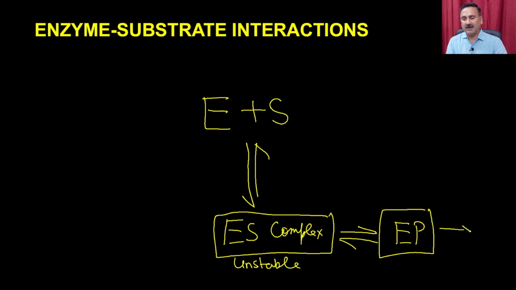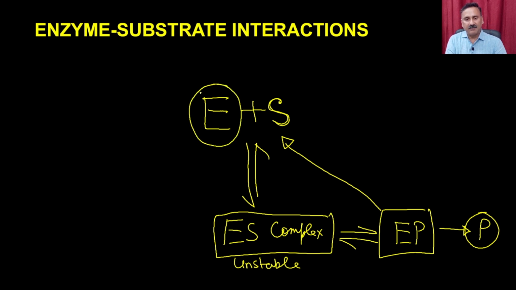So ultimately the product is going to be released, and the enzyme is going to be reversed, right? It will go back to the free enzyme. That's why it is going to interact with the substrate molecule again. Now the big question is, when the substrate is interacting with the enzyme, what different changes does it bring into the enzyme structure? So the first change you see is that it is converting the enzyme into an enzyme substrate complex.